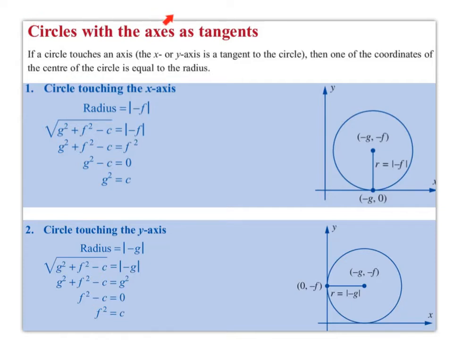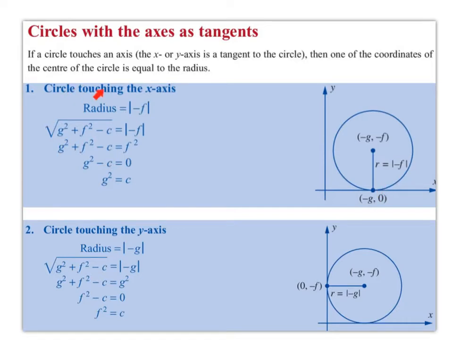Circles with axes as tangents. If a circle touches an axis, the x or y axis is a tangent to the circle, then one of the coordinates of the centre of the circle is equal to the radius. So a circle touching the x-axis. So here's our x-axis, here's our y-axis, here's our circle, and it's touching the x-axis.